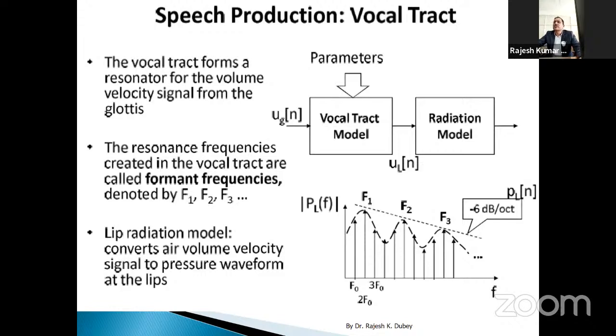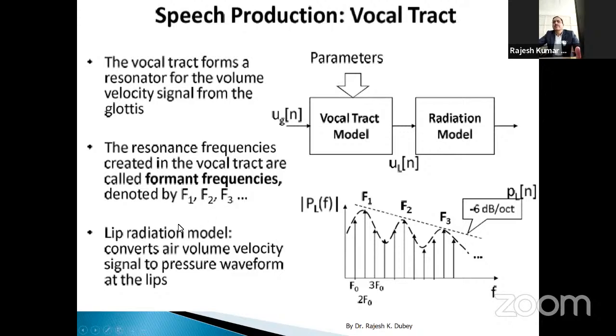So this is the speech production model. This is the vocal tract model, which is going to introduce formant frequency, and then the lips, which act as a lip radiation model, then the final speech output. The vocal tract forms a resonator for the volume resonance signal, and it will introduce frequencies called formant frequencies. Formant frequencies are resonance frequencies of the vocal tract, like F1, F2, F3, which will be like 2F0, 3F0 in terms of the fundamental frequency.